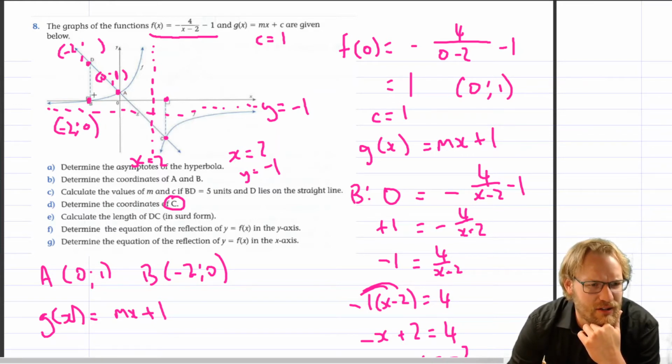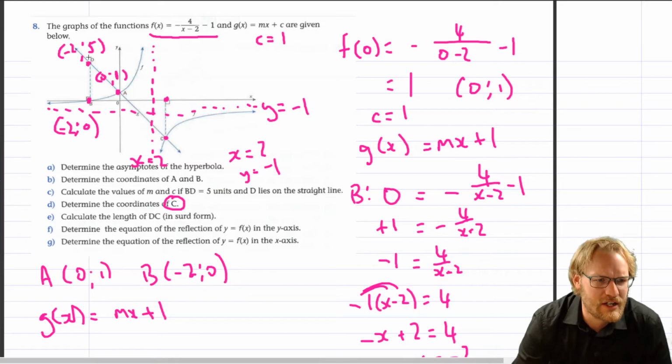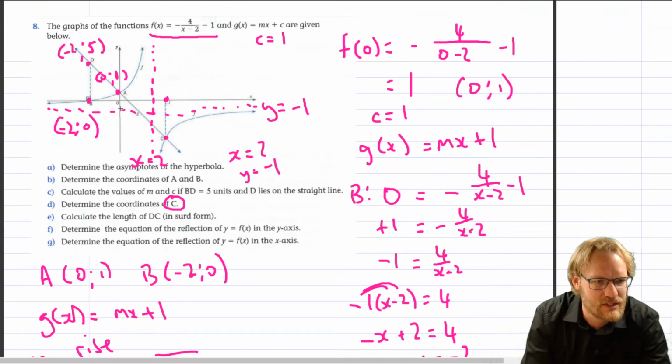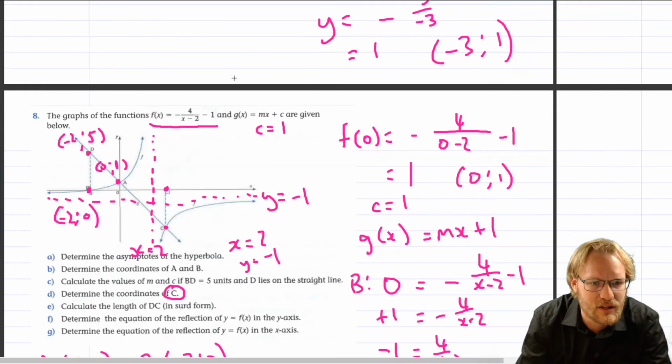Well, if this value is sitting down on 0 and this distance is 5, doesn't it make sense that that's just going to be 5? Because that distance is 5. In which case we've got 2 points, rise over run, our friend. m equals rise over run equals, how far are we running? From minus 2 to 0 is 2. How far are we rising? From 5 down to 1 is minus 4. So our gradient's minus 2, so g(x) equals minus 2x plus 1. I'm going to put it up here, minus 2x plus 1.